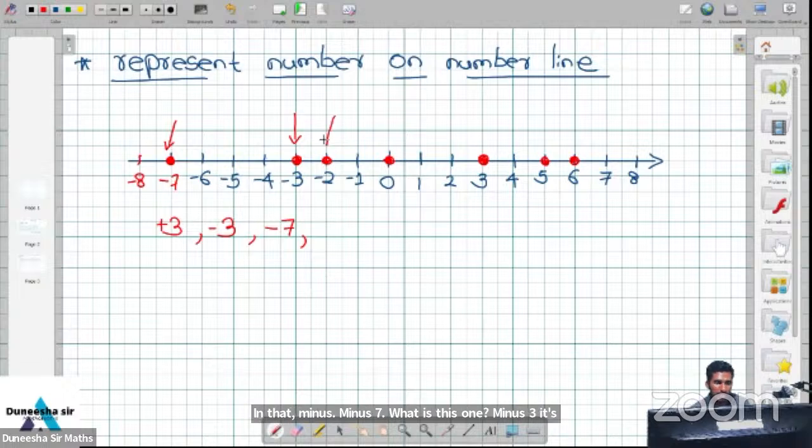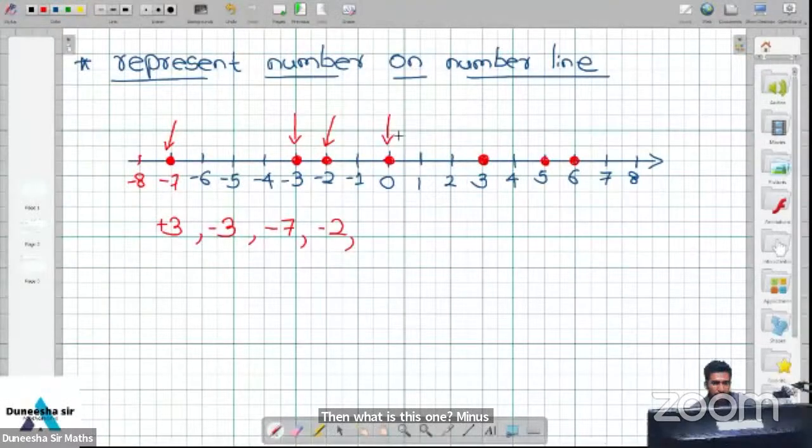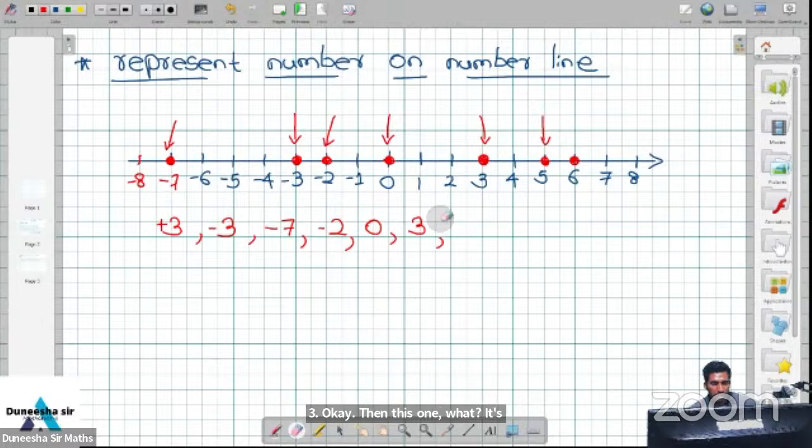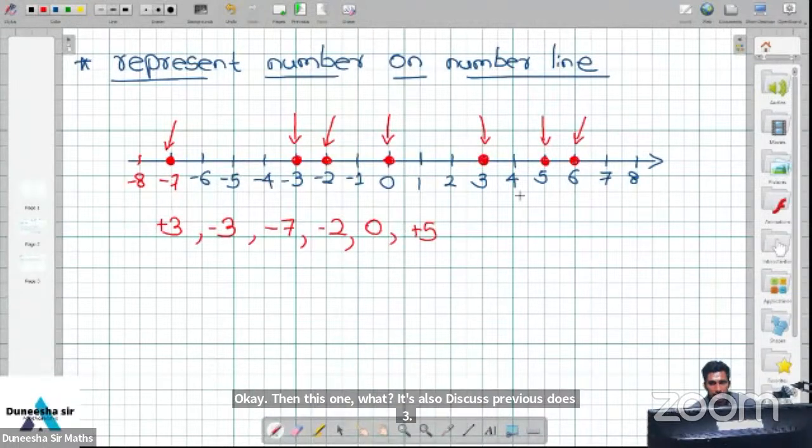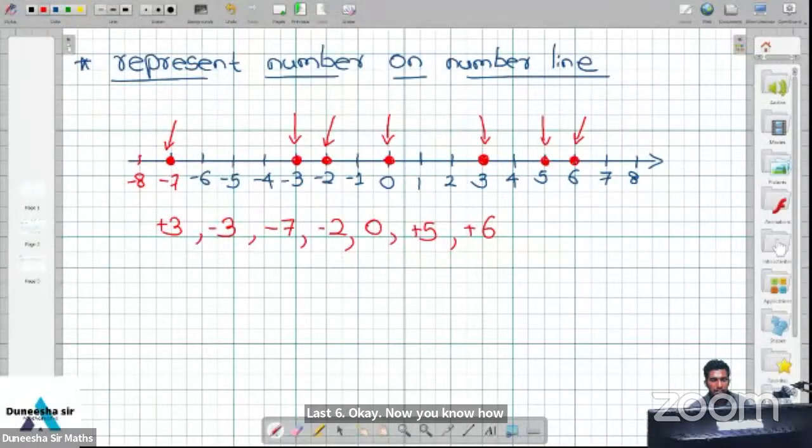Then what is this one? Minus 2. This one? 0. Then this one? 3. Okay. Then this one, what? It's also discussed previously, plus 3. Then plus 5. What is this one? Plus 6. Okay. Now you know how to represent any number on the number line. Okay. I finish this one. You are right.